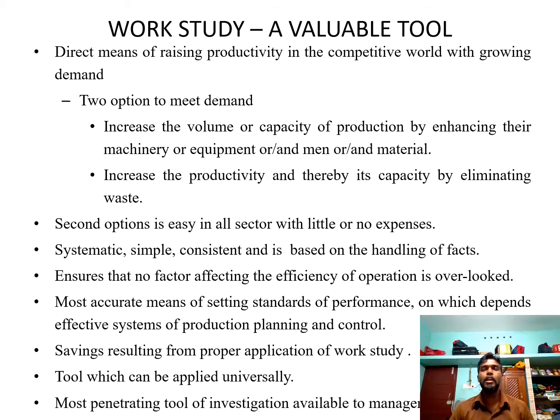And in terms of material, for example, if you are using a material to process for production and the material has some impurity, you need to go for a lot of processes to remove the impurities. Instead of that, if you buy a slightly higher-value, pure form of material, you can eliminate a lot of processing time and money, so that you can directly put it into productivity formation. Next is to increase the productivity and thereby its capacity by eliminating waste. The second option is easy in all sectors with little or no expense.